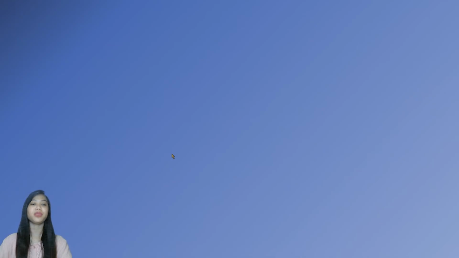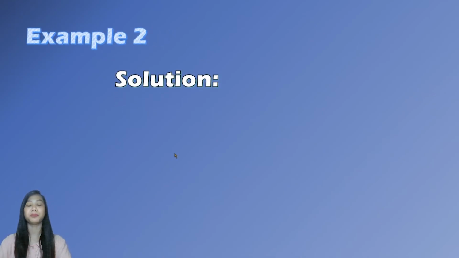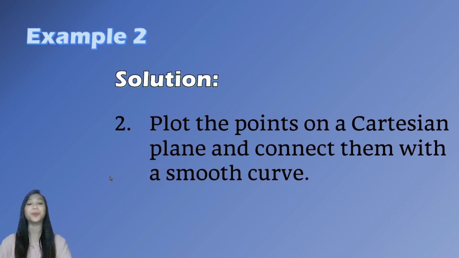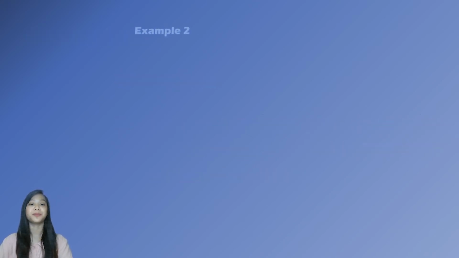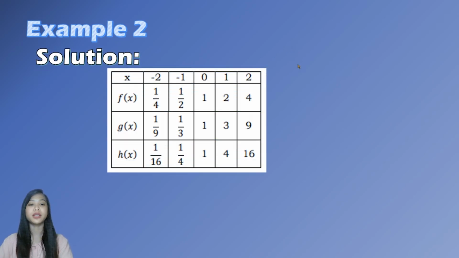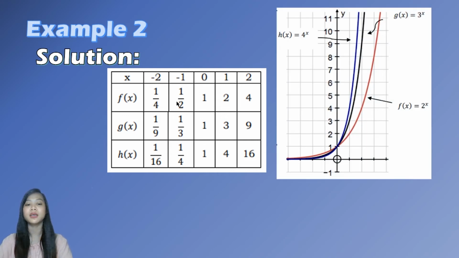So now, let's move to the second part of the solution. We need to plot the points on a Cartesian plane and connect them with a smooth curve. So we're going to use the table of values and plot those values in our Cartesian plane. So here is the table. We have x as the domain for these three functions, and here are the range. Plotting these three functions, we can have these three curves of the graph.